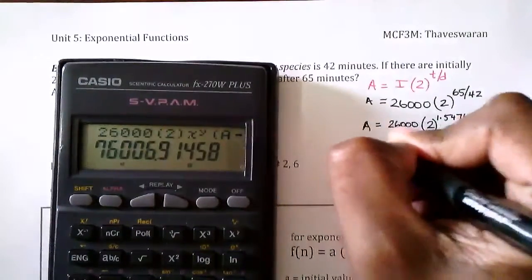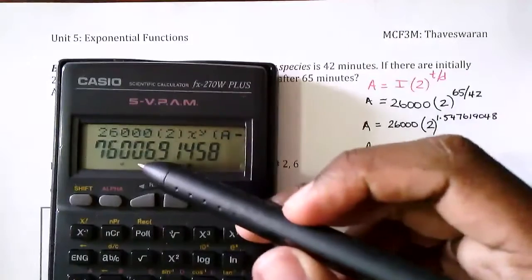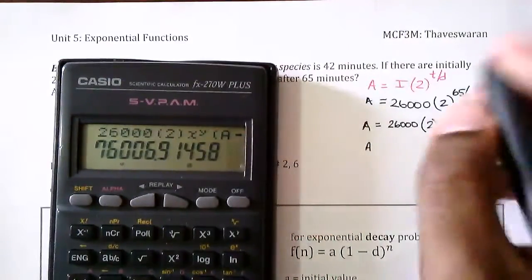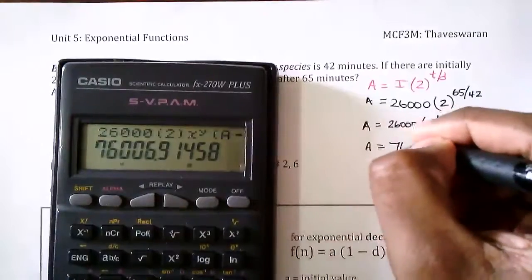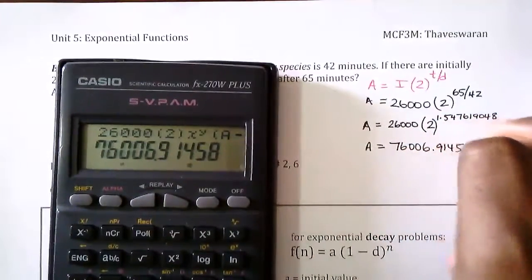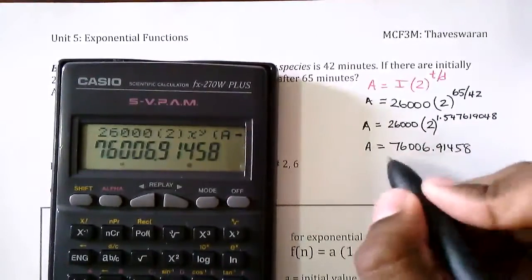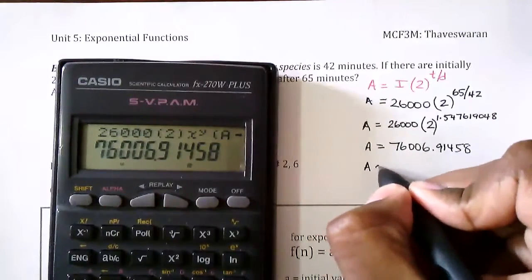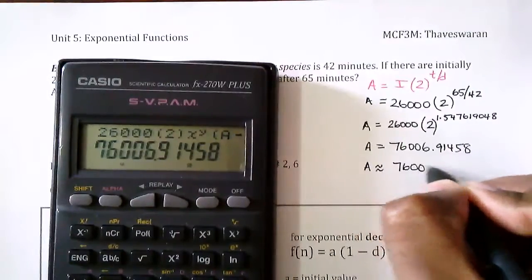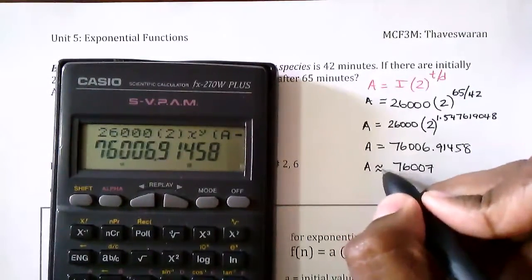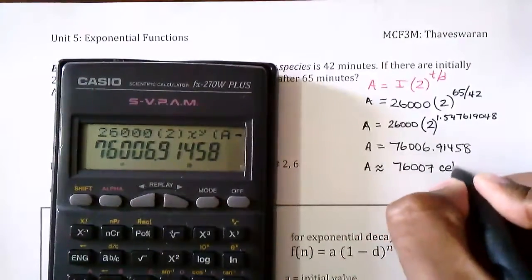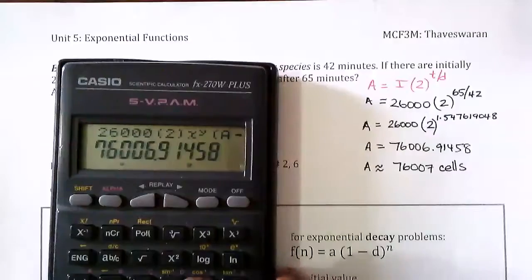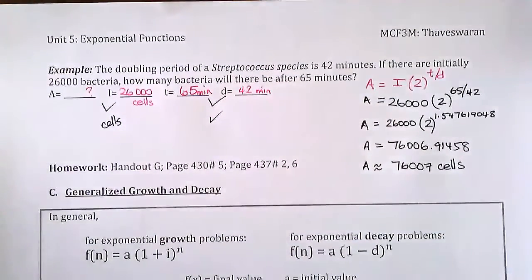And that should give me about 76,006.9 bacteria. So I'm going to write out the full answer first. So 76,006.91458. Again, these are bacteria cells. We can't have a fraction of a cell, so we know we need to round, and we'll round up to 76,007 bacteria cells. Again, because it's not an exact value, we use the squiggly lines to indicate this. So this is around 76,007 cells.